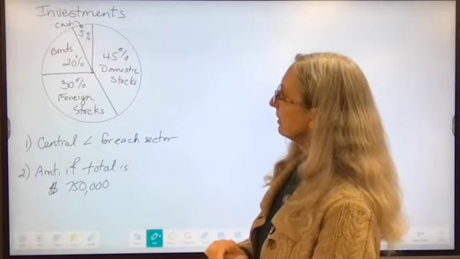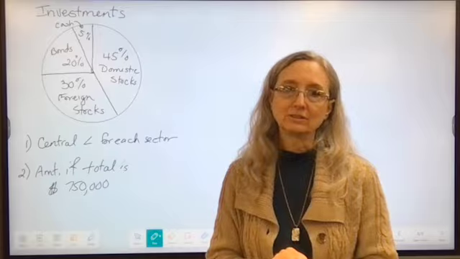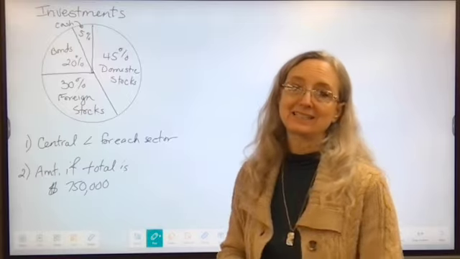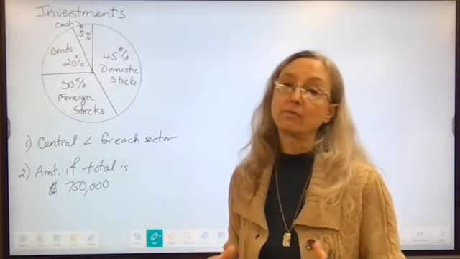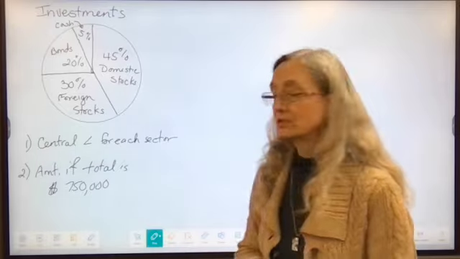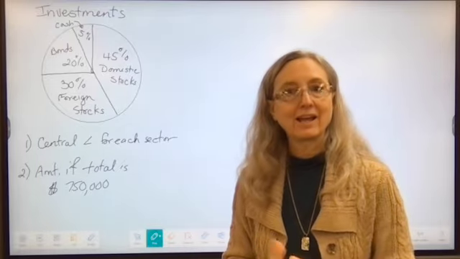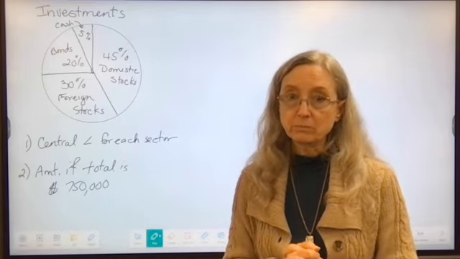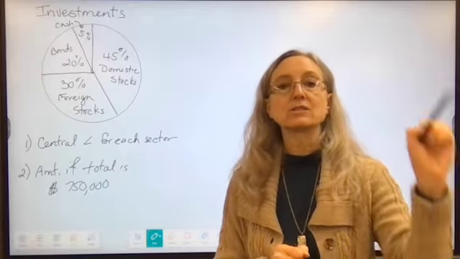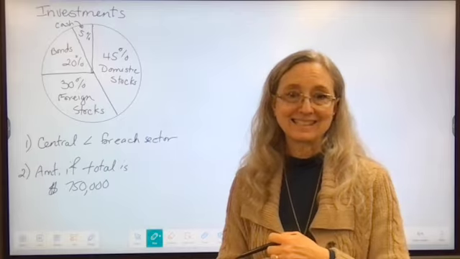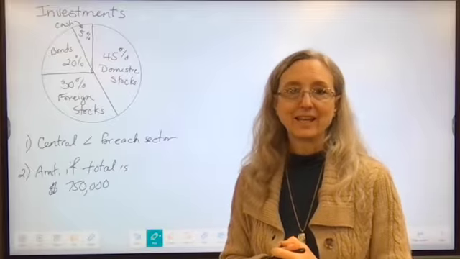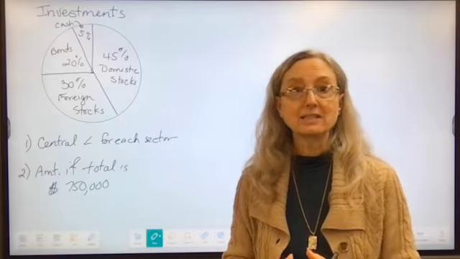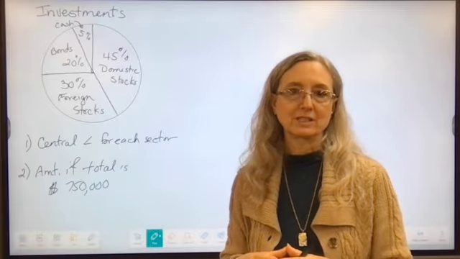All right, what we want to find out is what's the central angle for each one of these sectors, and how much money is in each sector if the total of all of this person's portfolio amounts to $750,000. How do we find this? So the way that we do this is we remember that a circle has a total of 360 degrees. So the percentages that I put in this pie chart is the percent of those 360 degrees.